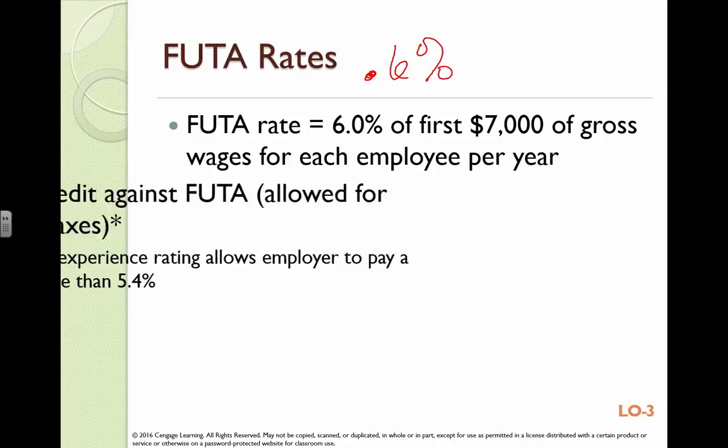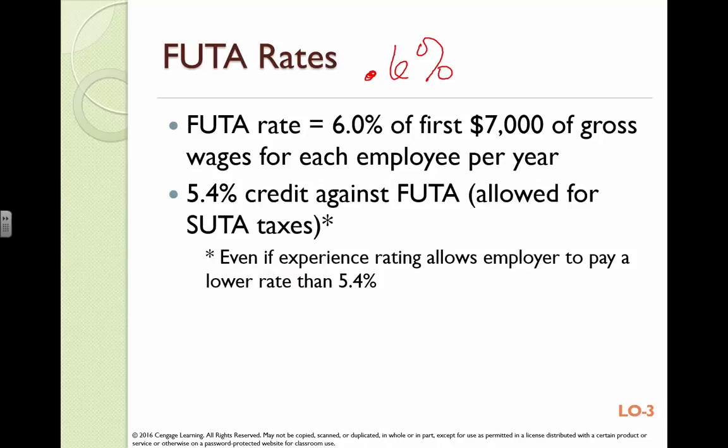And you might think, well, why do I care about that? And you really don't unless you're in one of two special situations, and I'll tell you what that is in a second. So basically, this is what it looks like: 6.0 minus the SUTA credit gets us down to what all along we said was the 0.6. And if there's nothing else going on, all you need to know is multiply up to 7,000 per person by 0.006, and you're going to get the FUTA tax.